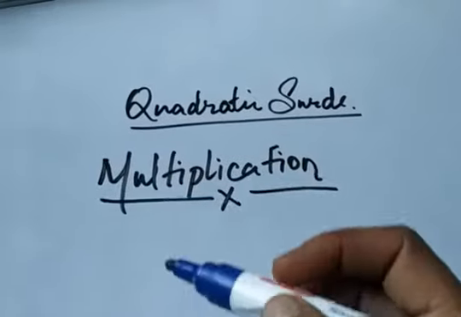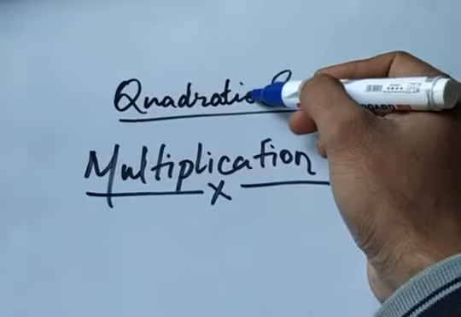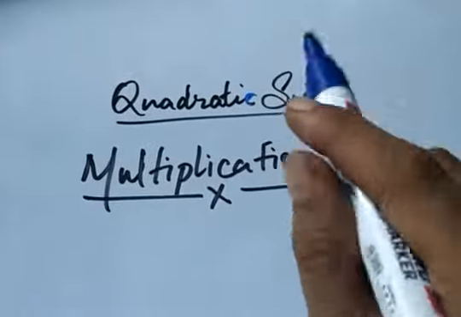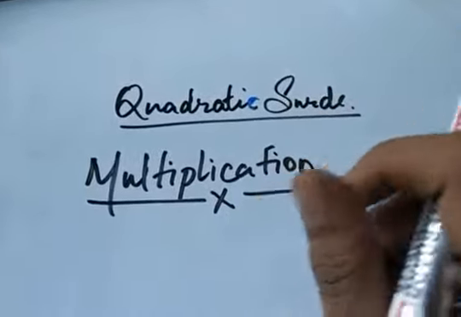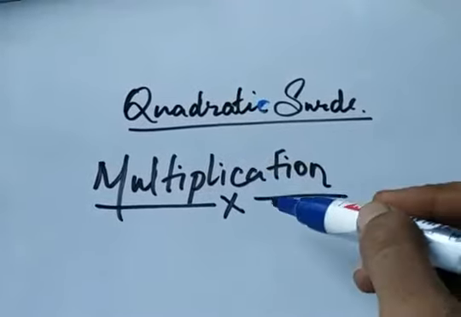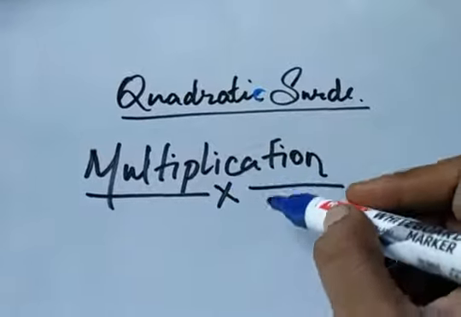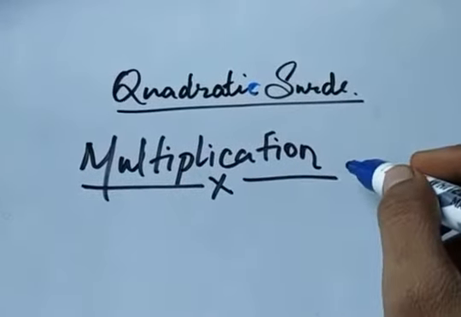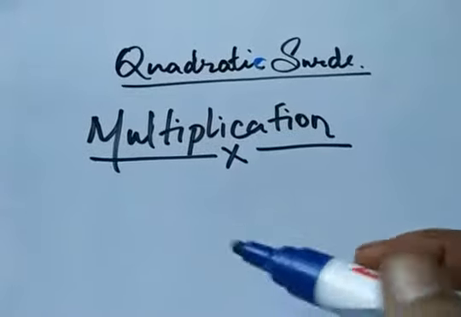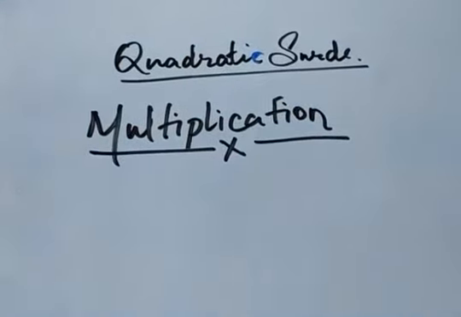Good morning, class. Since we have already learnt how to add and subtract with quadratic surds, you know by now that only like terms can be added and subtracted. But the rule does not apply in multiplication. In multiplication, you can multiply like and unlike terms also. So we are going to learn about multiplication today, and we'll start with very simple questions.